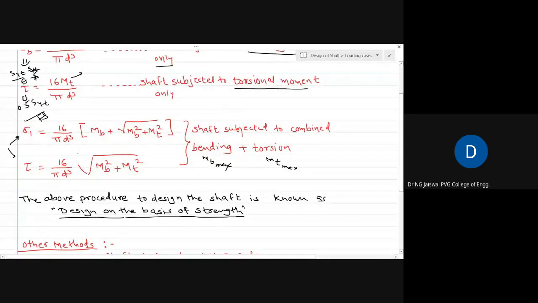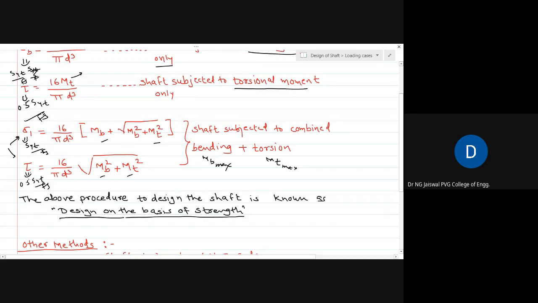So if we know the bending moment value and the torsion moment value, and you equate sigma 1 to SYT by factor of safety, and equate tau max to 0.5 SYT by factor of safety, you get d, the unknown. So you get one d from the sigma 1 equation and another d from the tau equation. Whichever is maximum of these two will be your answer.